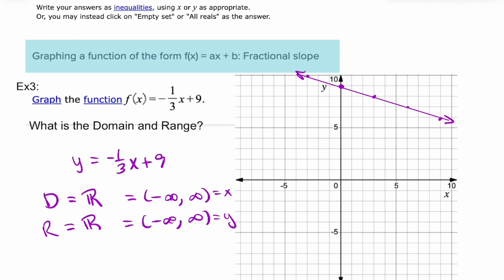The domain is what am I allowed to input? There's nothing that messes up a line. You can plug in whatever you want. You can plug in fractions, decimals, percents, square roots, anything you want. And so remember that. And then this graph will stretch out.